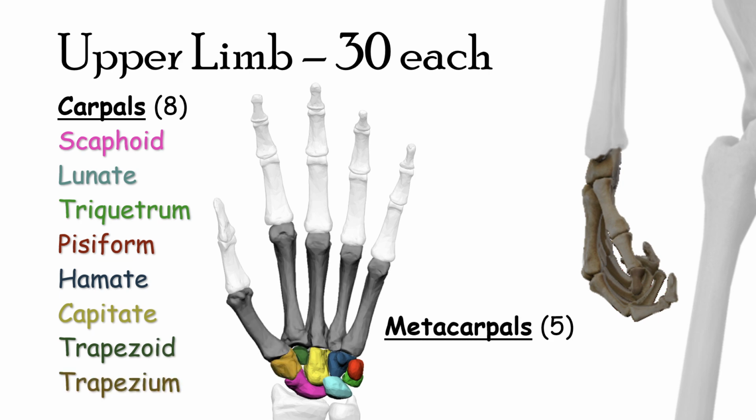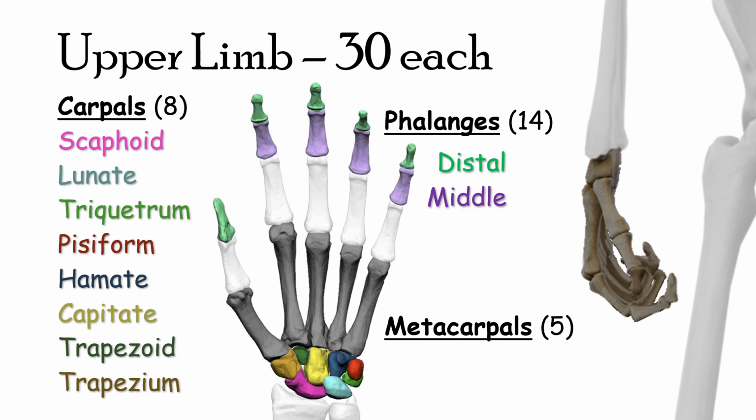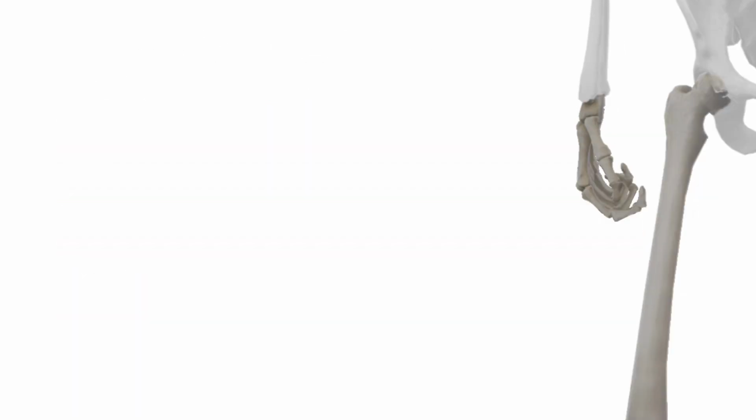Metacarpals form palm and support finger movement. They are numbered 1 to 5 from the thumb to little finger. 14 phalanges form fingers and enable grasping and manipulation. Each finger has 3 phalanges, distal, middle, and proximal, but the thumb only has 2.